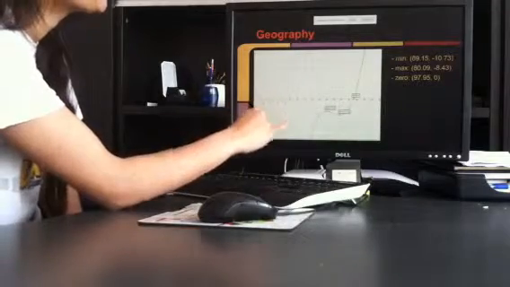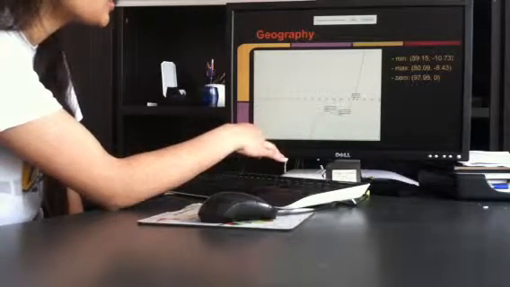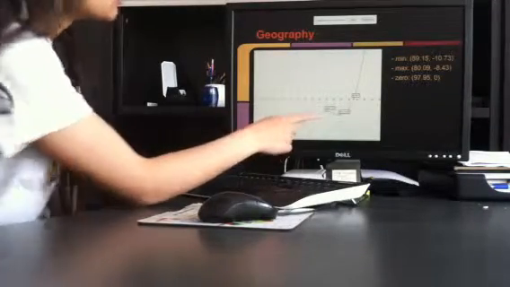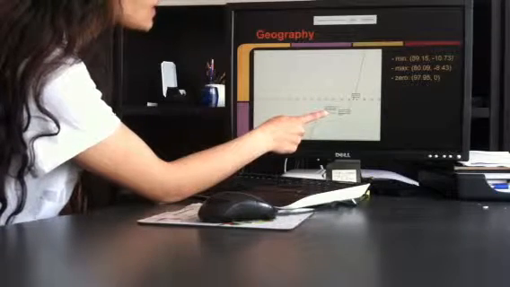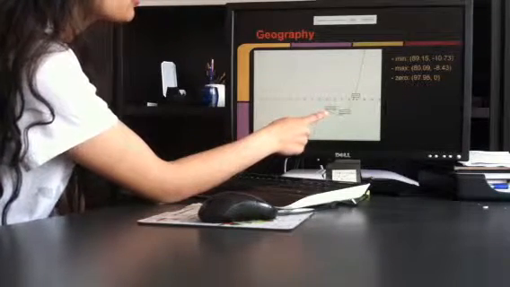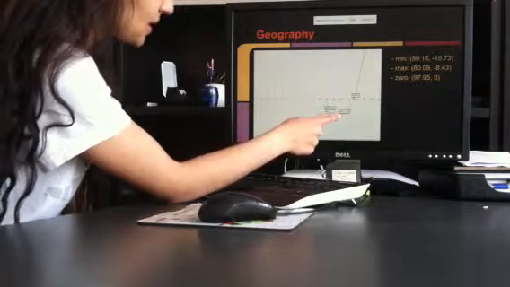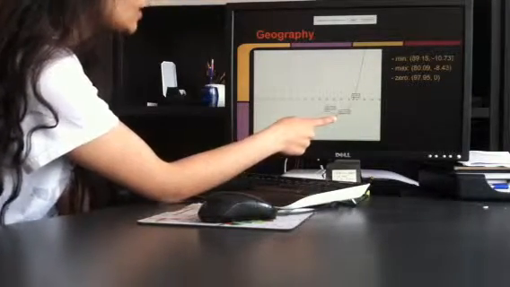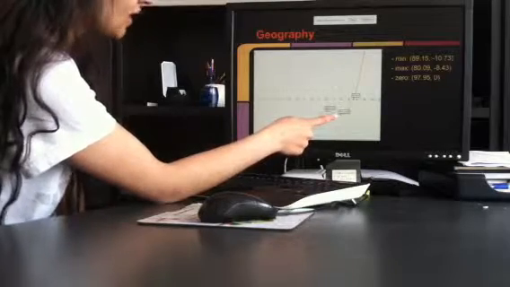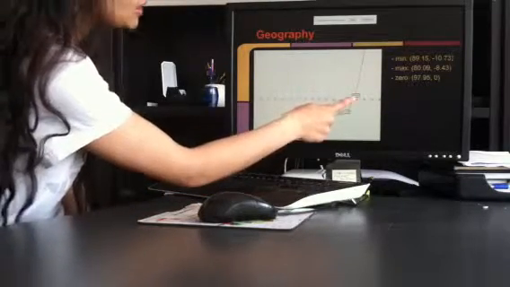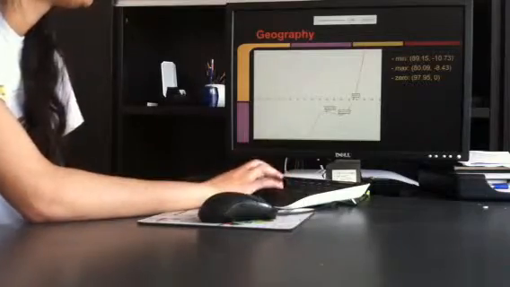Here I use my cubic regression to show you the min, max, and zero. If you can see, this is my relative max, which is 80.09 and negative 8.43. And this is my min. The x is 89.15 and y is negative 10.73. And my zero is 97.95.